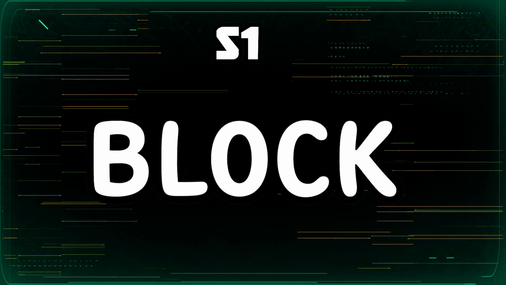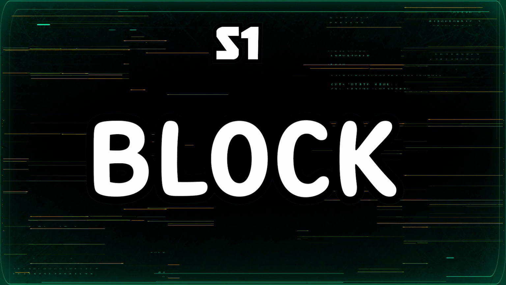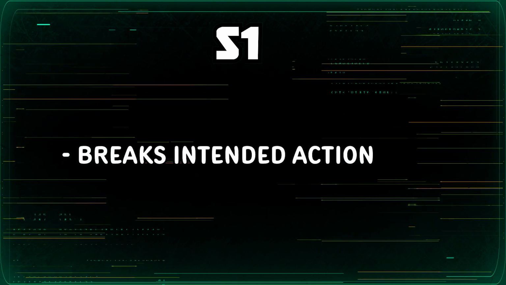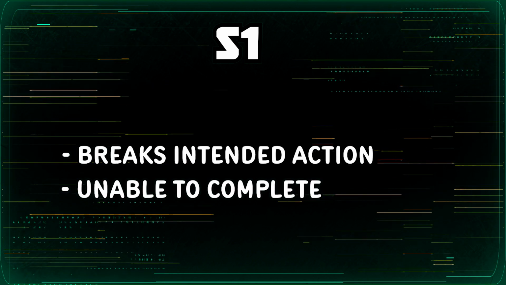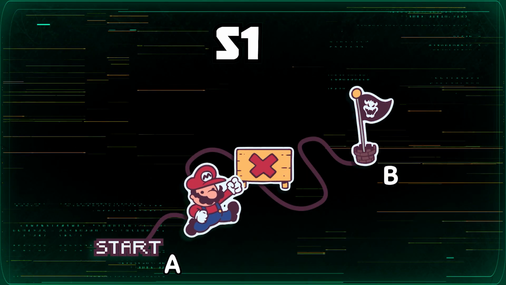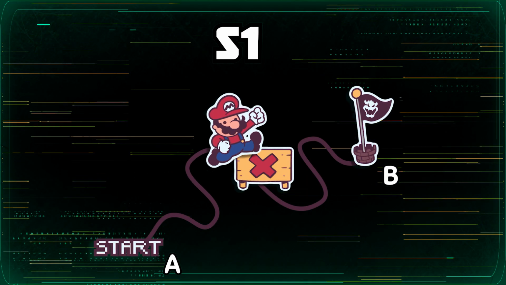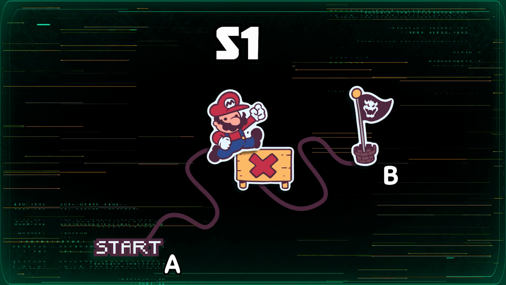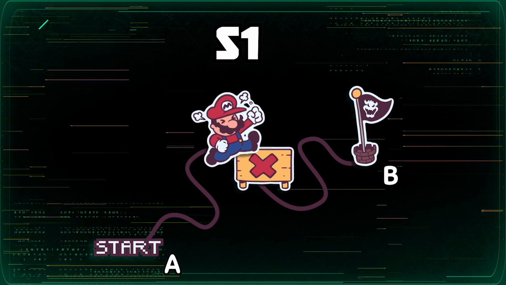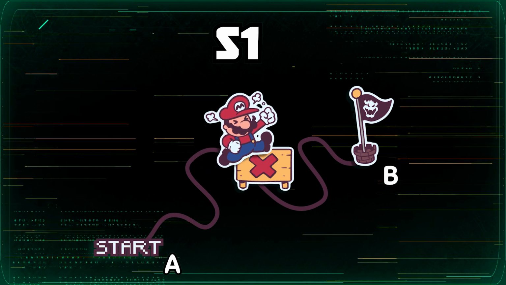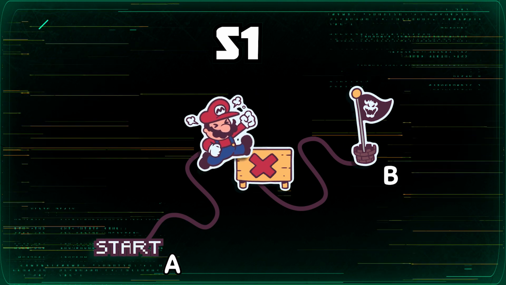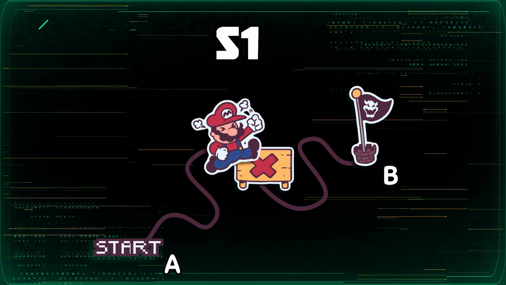Level 1, block. Block is the absolute worst because block bugs prevent the player from doing the intended action. This can be going from point A to point B. This means that if this bug is not fixed, the game is by no means complete. The entire dev or production team will usually drop whatever they're doing and tackle this bug, thus delaying the production.